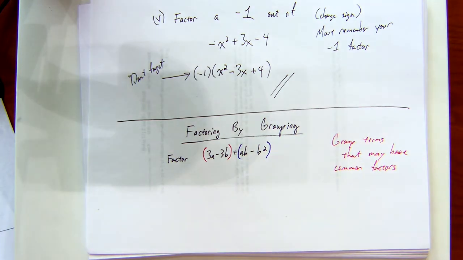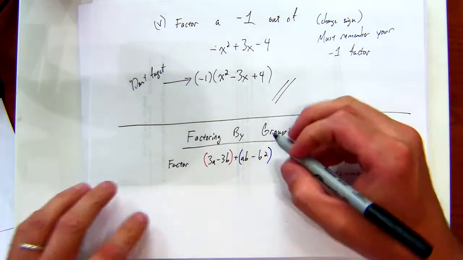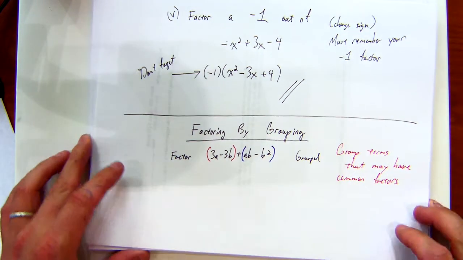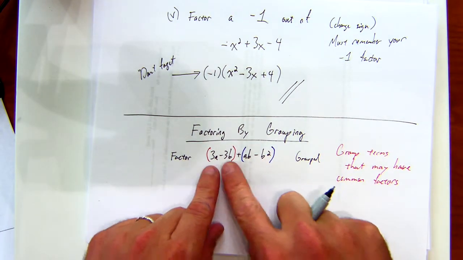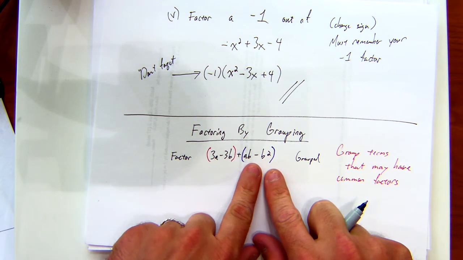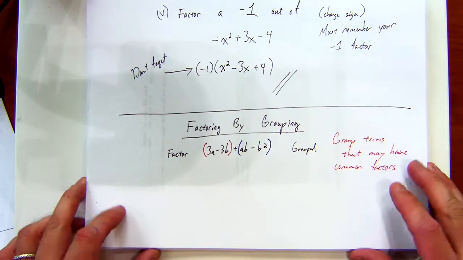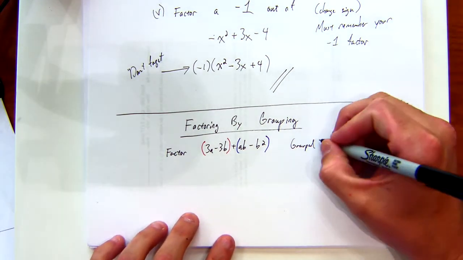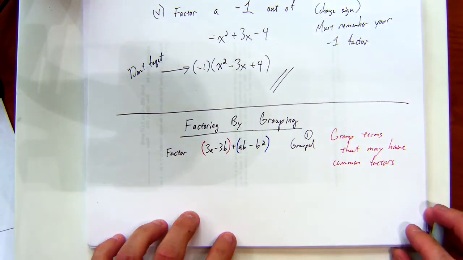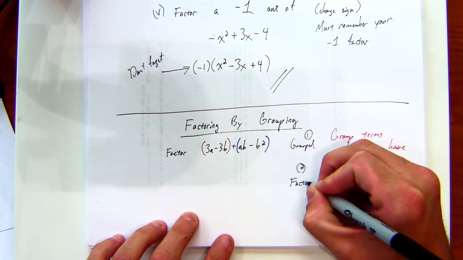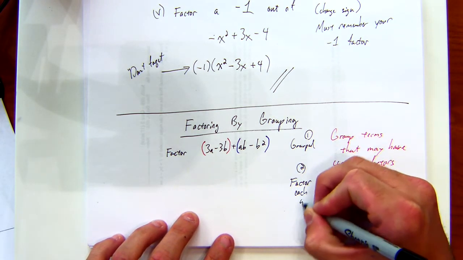So this step, this is the grouping step. So here I've grouped. Now to start off, it's pretty standard just to group the first two and group the second two. There might be some other ways that you can group it, but these are good ways to get started. So this is the first step. Do your grouping. The next step is factor each group.